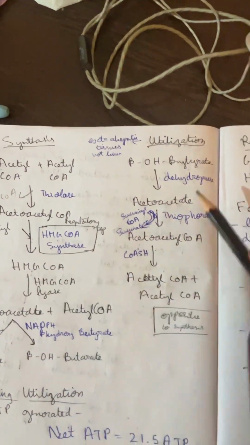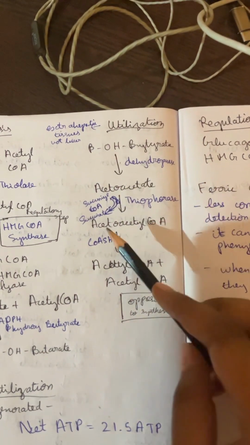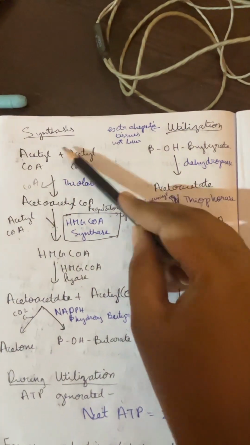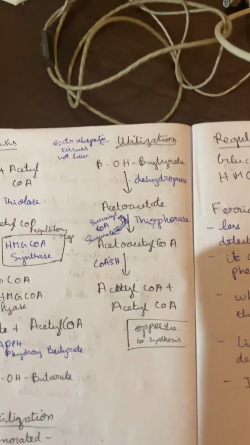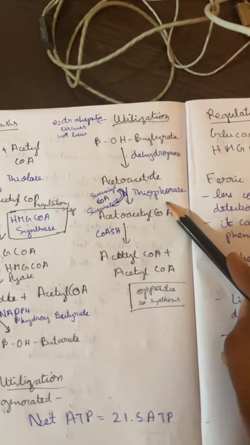Just HMG-CoA is not there in utilization, that we have to remember. Beta hydroxybutyrate, acetoacetate, acetoacetyl-CoA, then acetyl-CoA, acetyl-CoA. Same this one. Khatam. That much only. Utilization is very easy. Enzymes are dehydrogenase, thiophorase.